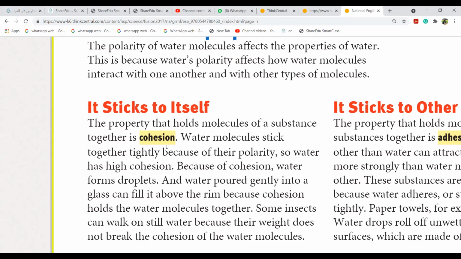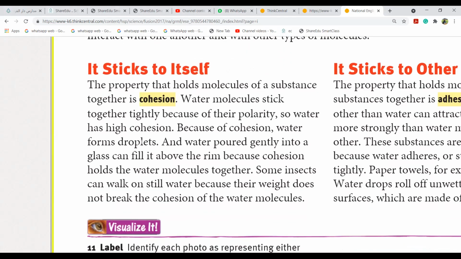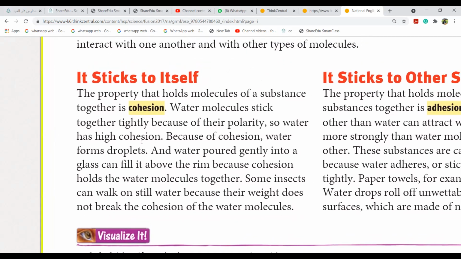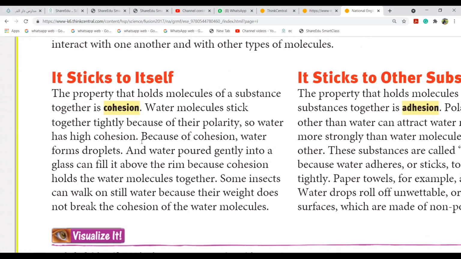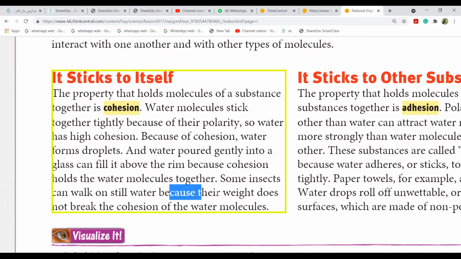Because of cohesion, the water molecules are held together. They stick together tightly because of their polarity. You know that if it is negative and positive, they come and stick together. Because of high cohesion, water forms droplets. And water poured gently into a glass can fill above the rim because cohesion holds the water molecules together.